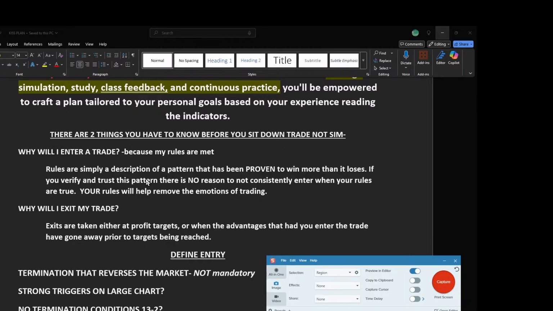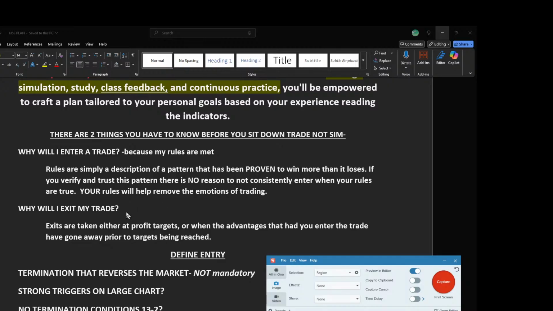And because you know this pattern both wins and loses, you realize that you never know what the outcome is going to be. And that removes a lot of emotion, guys. It absolves you from having to have a crystal ball. All you have to do is follow the pattern.